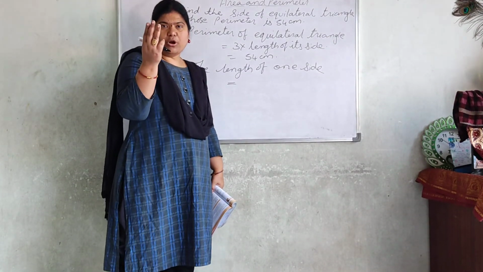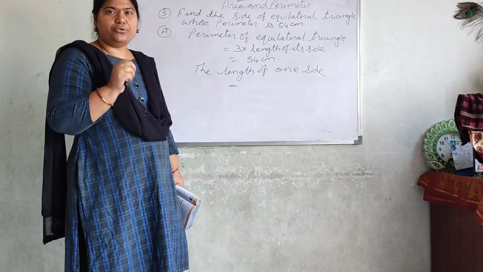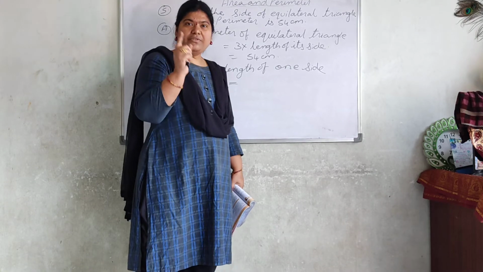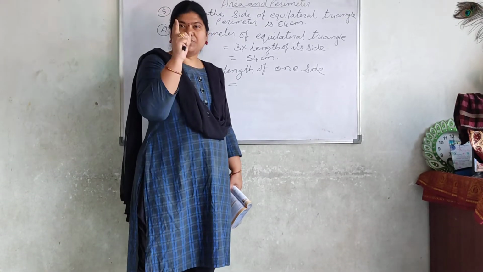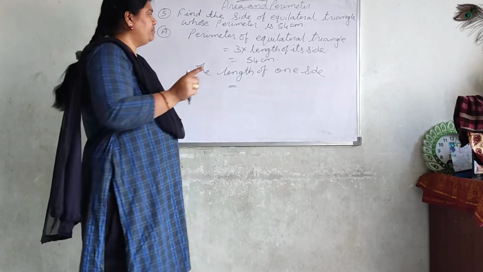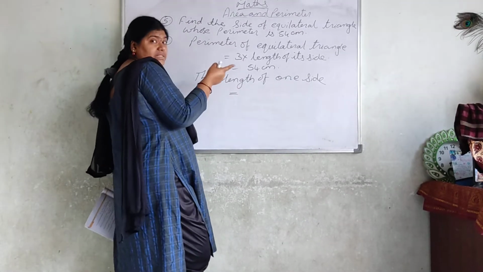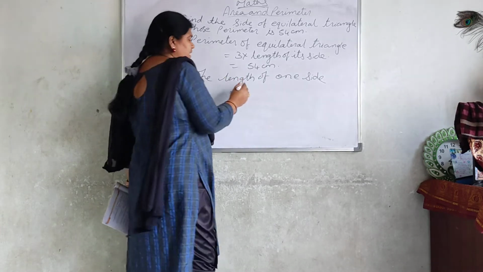Now the cost of 3 pencils is 15 rupees. What is the cost of 1 pencil? Means what we will do? 15 divided by 3. Then we will get 3 ones are 3, 3 fives are 15. Cost of 1 pencil is 5 rupees. In the same way, the length of 3 sides is 54 centimeters. Then what is the length of one side?